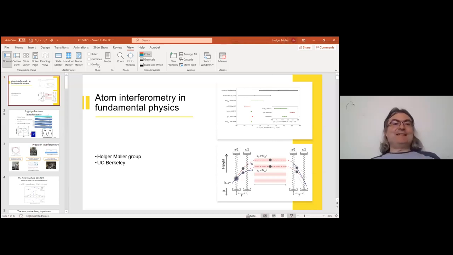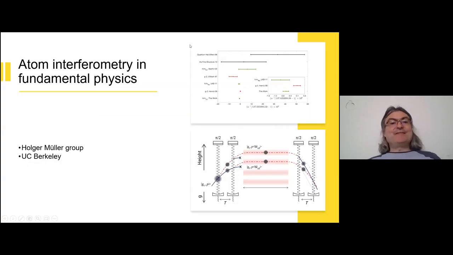Generically, I'll talk about atom interferometry and fundamental physics, but in particular, I'll talk about two results. One is a measurement of the fine structure constant, and the other is using atom interferometry with atoms held in an optical lattice and what you can do with it.